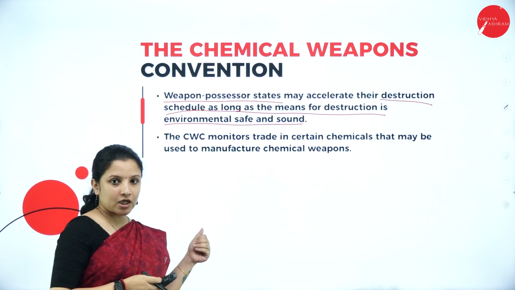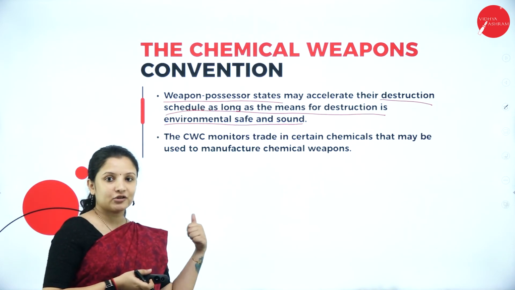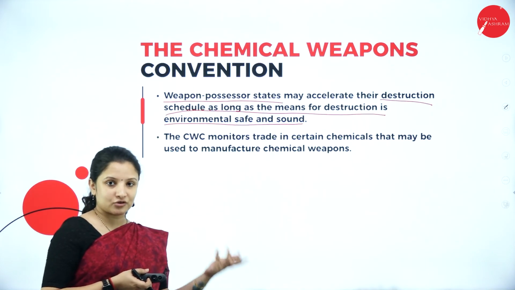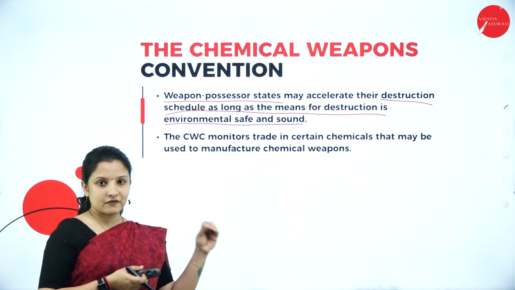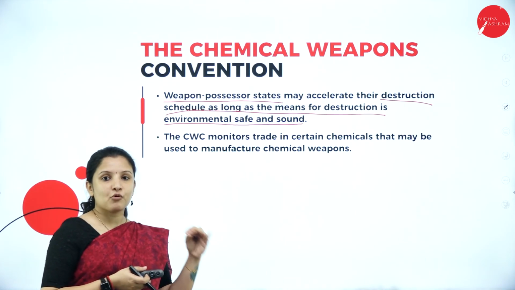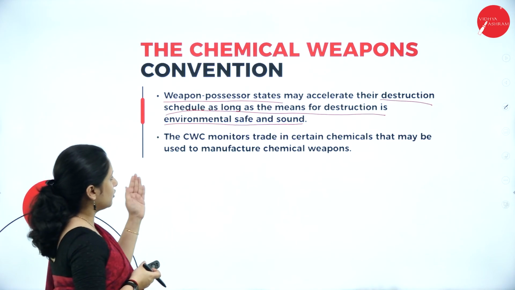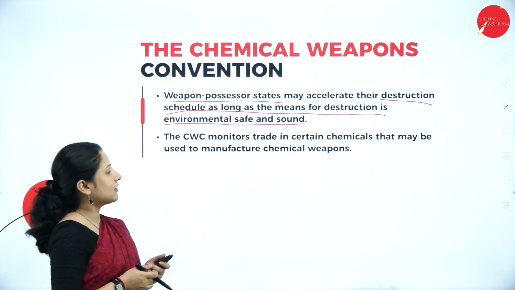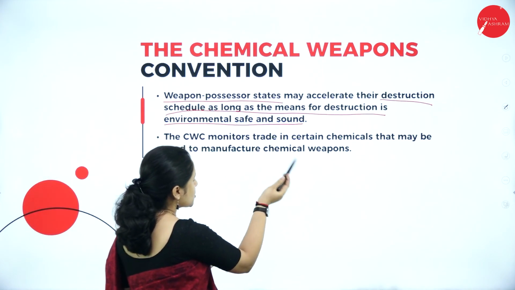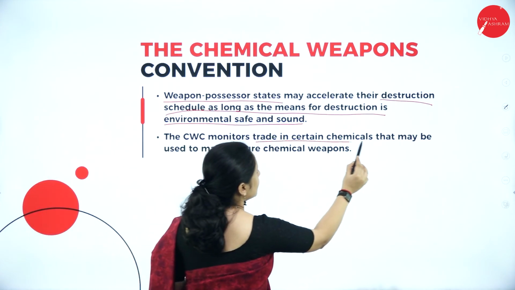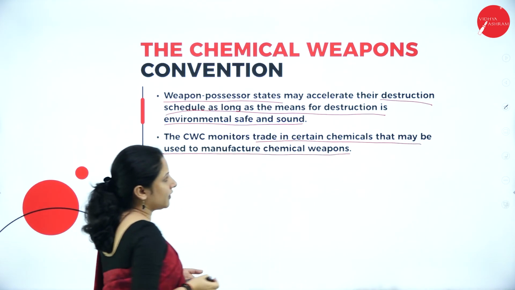And even here, when these chemical weapons possessing countries or states are trying to destroy the weapons, they must make sure that the destruction of these chemical weapons does not pose a threat to the environment. So that also should be followed. And the Chemical Weapons Convention also checks or monitors the trade in certain chemicals that may be used to manufacture chemical weapons.